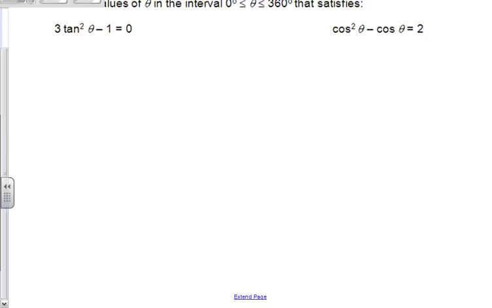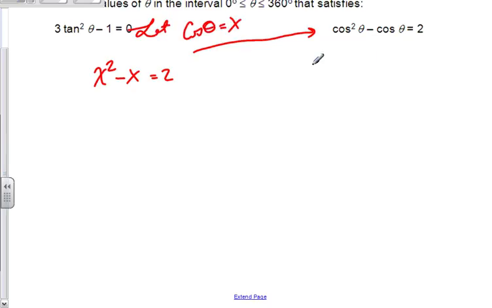The one on the right here, we're going to do cosine squared theta minus cosine of theta equals 2. The way I'm going to think of this problem is, again, it's a second power, so it's a quadratic, but it's a trigonometric quadratic. If I change cosine theta to x, I get x squared minus x equals 2. All I did was say I'm letting cosine theta equals x. I'm just subbing it out.